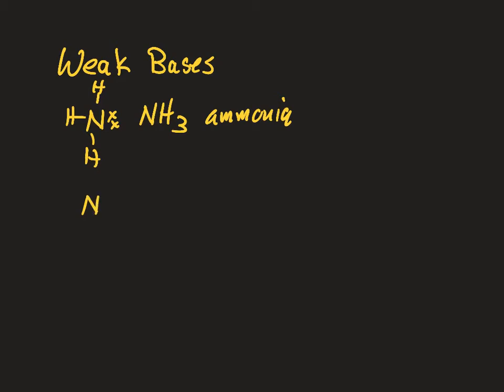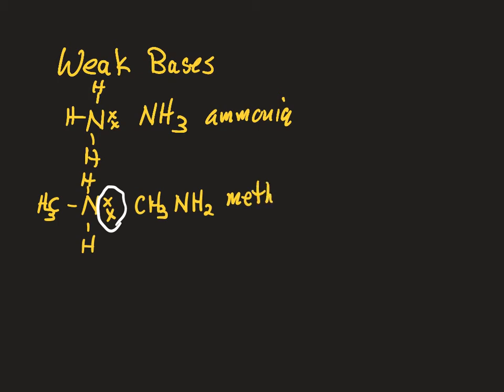So we can have something like, if we put a CH3 group in place of one of the hydrogens, that would be CH3NH2. If we drew the Lewis structure of that, we would see the key here being this unshared pair of electrons. That is methylamine. And so we could have methylamine, dimethylamine, trimethylamine, just keep replacing those hydrogens with other groups.